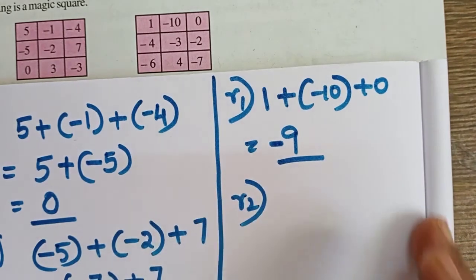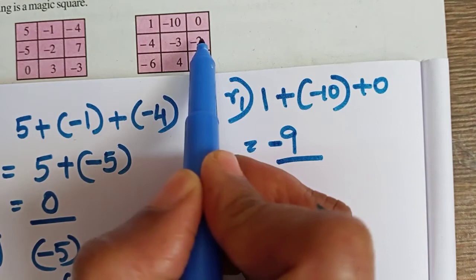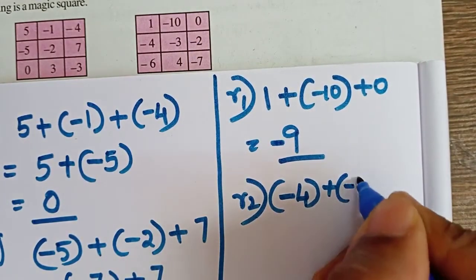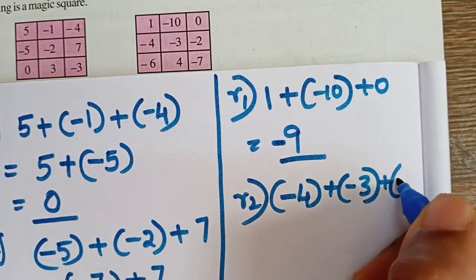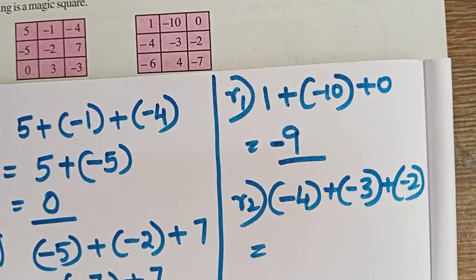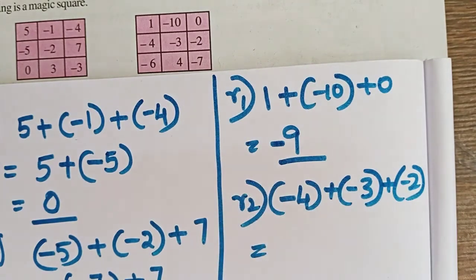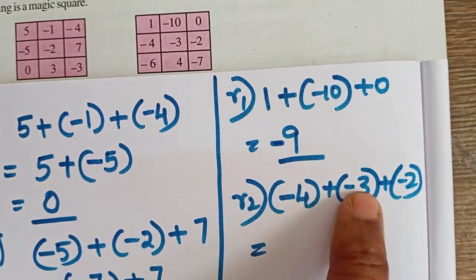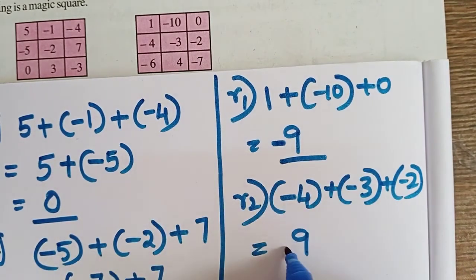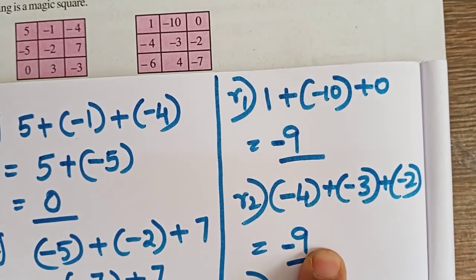Let us see for row 2. What is the row 2? Minus 4, minus 3, minus 2. Let me add. Minus 4 plus minus 3 plus minus 2. Okay. All are having minus sign. So no problem. We can happily add everything because everything is having a minus sign. 4 plus 3, 7. 7 plus 2, 9. When everything is negative, answer is also negative. So we will again get a minus 9 for row 2.